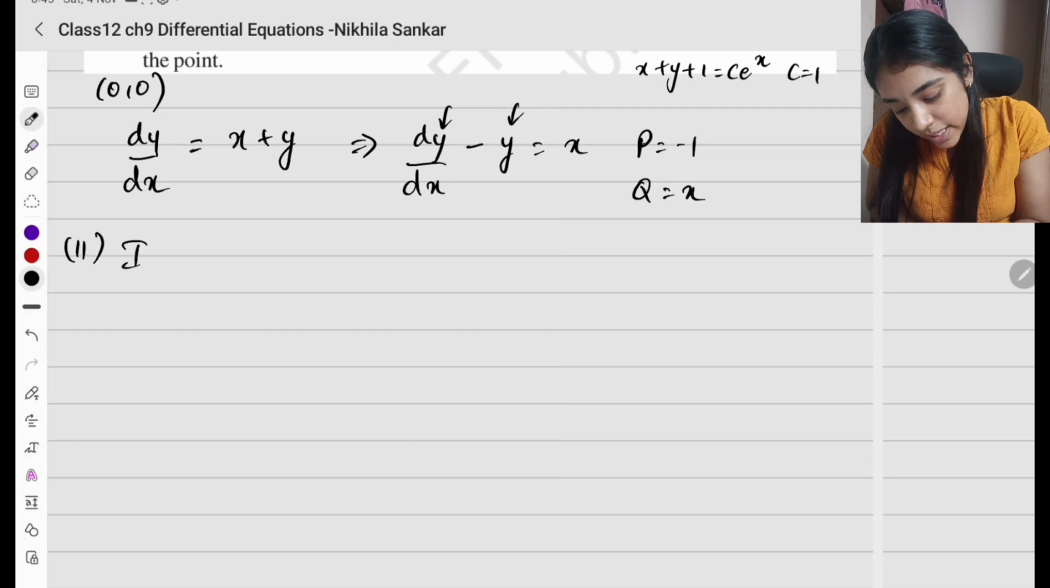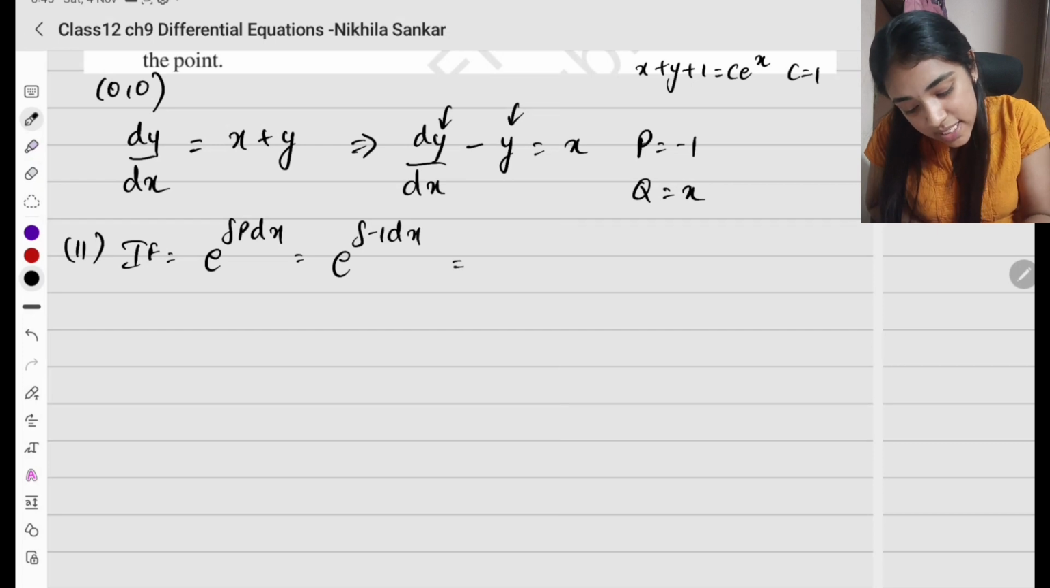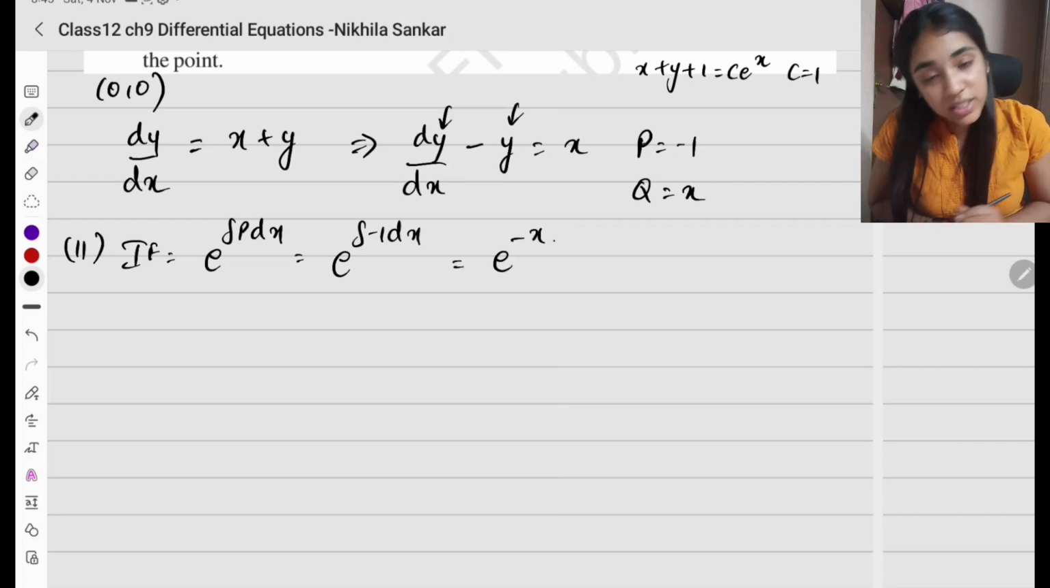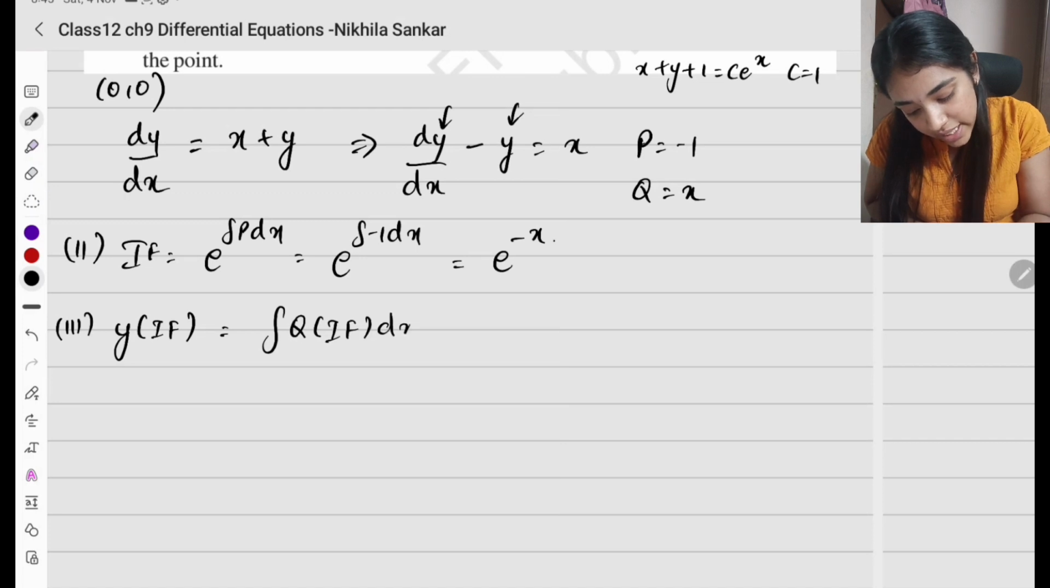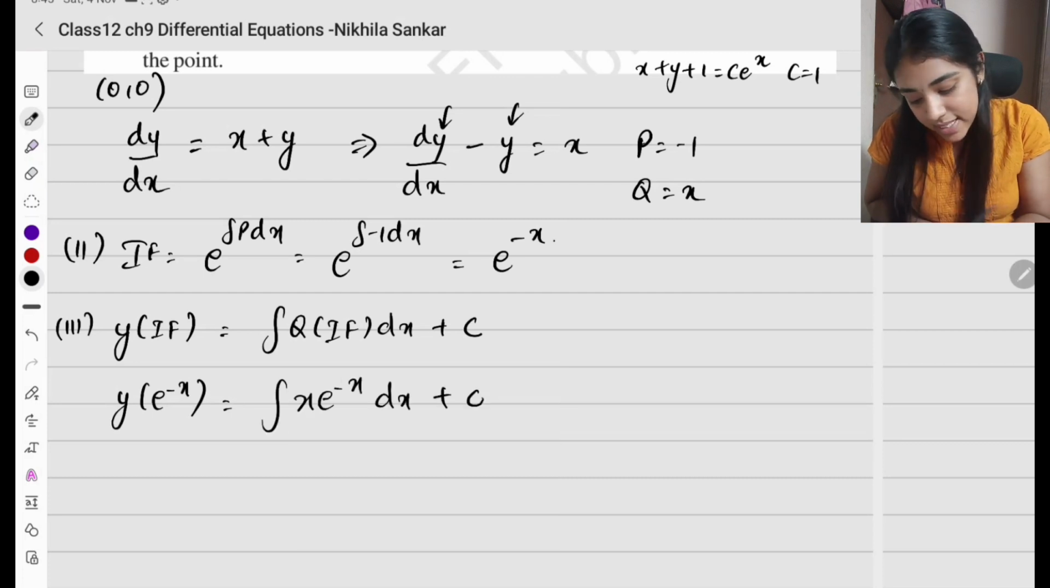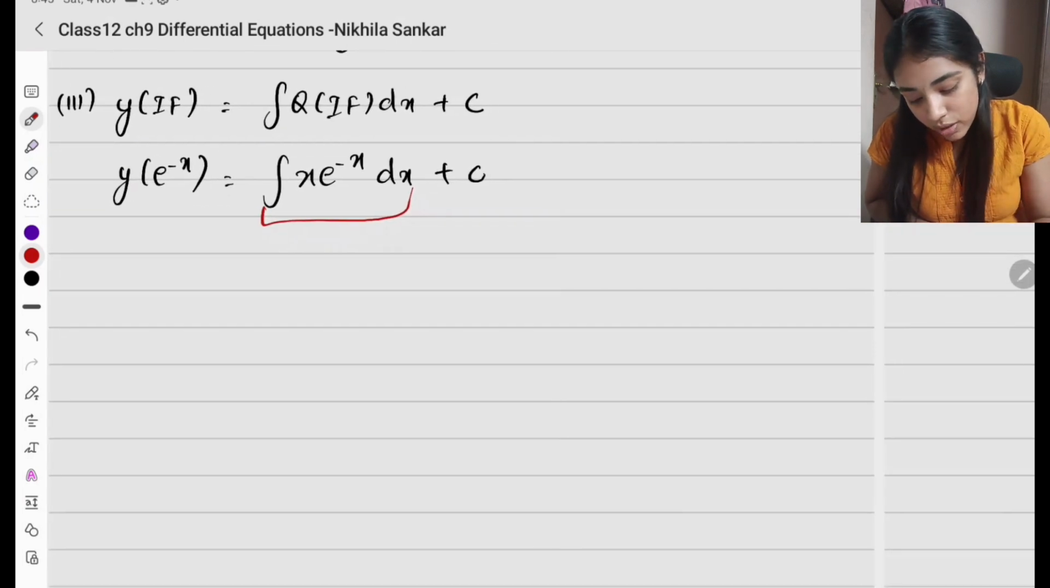ஓகே, second step, integration factor e to the power p dx, which is e to the power -1 dx, e to the minus x. So this is my integration factor. The third step enna? Y times integration factor equals integral q times integration factor dx plus c. Y into e to the minus x equals q enna? X into e to the minus x dx plus c. Integration by parts. Easy ah pottulama.